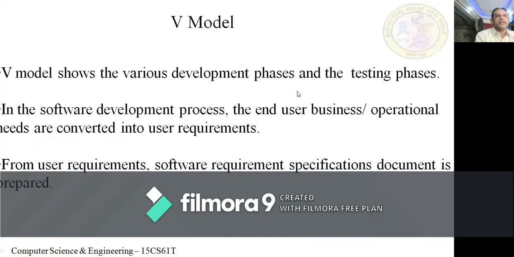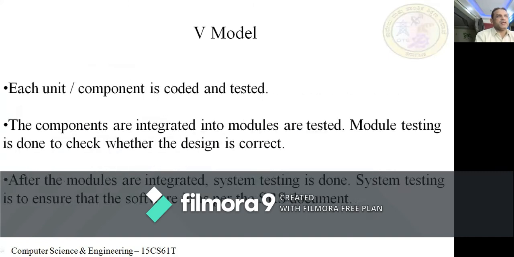The V model shows the various development phases and testing phases in the software development process. End user business operation needs are converted to user requirements. From user requirements, the software requirement specification document is prepared. Then each unit or component is coded and tested. The components are integrated into modules and tested. Module testing is done to check whether the design is correct or not. After the modules are integrated, system testing is done. System testing is to ensure that the software is as per the SRS document. You saw this yesterday.